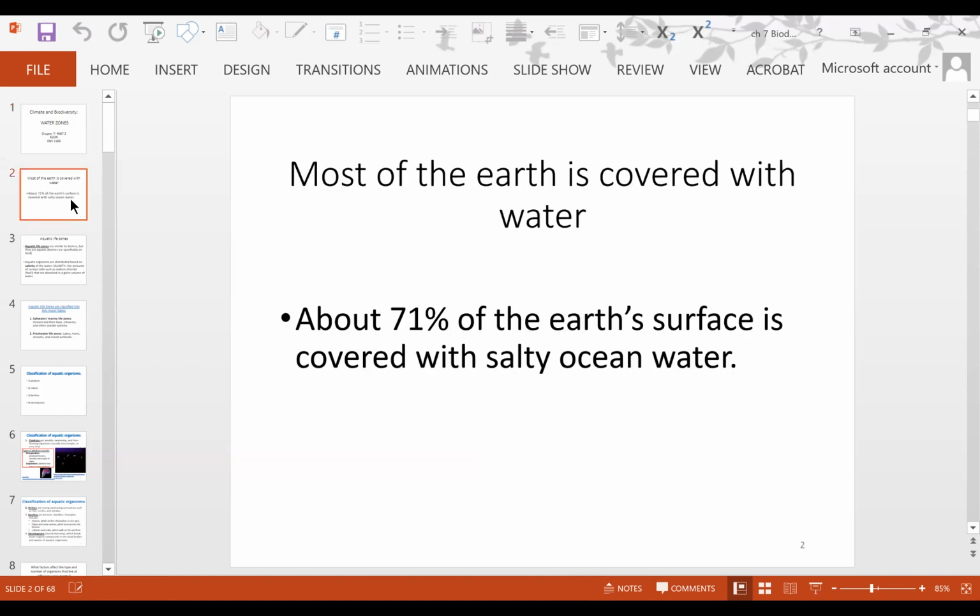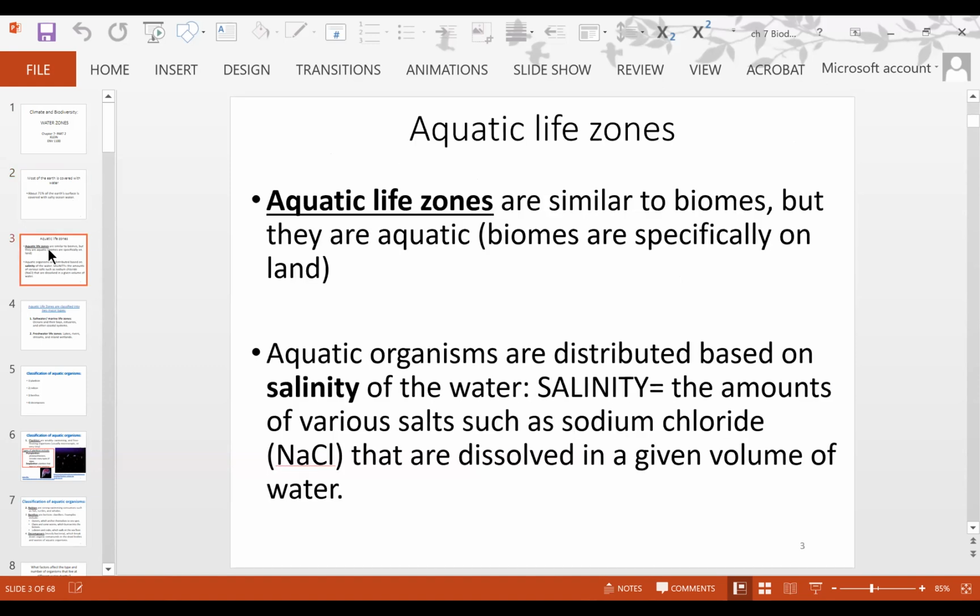Most of the Earth is covered with water. About 71% of the Earth's surface is covered with salty ocean water. Aquatic life zones are similar to biomes, but they are aquatic. So biomes are specifically on land, and aquatic life zones are related to water.